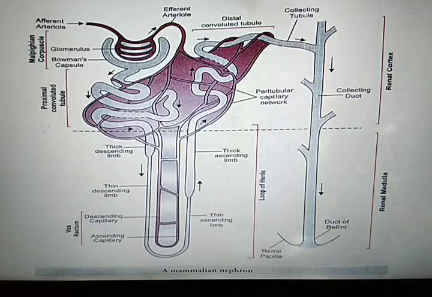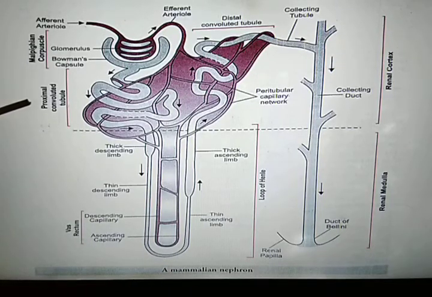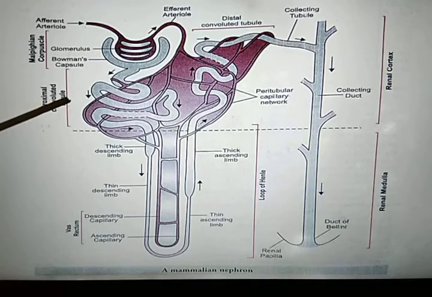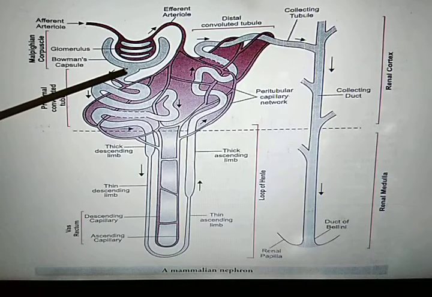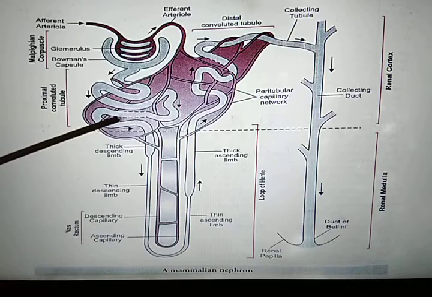Next part of the renal tubule after Bowman capsule is proximal convoluted tubule, also known as PCT. This region is present in the renal cortex. Please keep in mind that above this line is the cortex region of the kidney, and below this line is the medullary region. So the proximal convoluted tubule is present in the cortex region, and it starts from the neck of the Bowman's capsule and is greatly twisted.